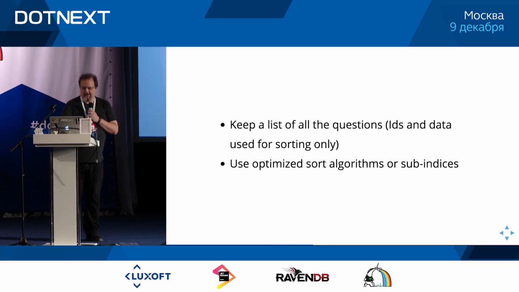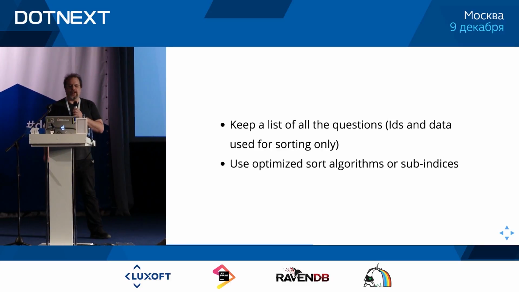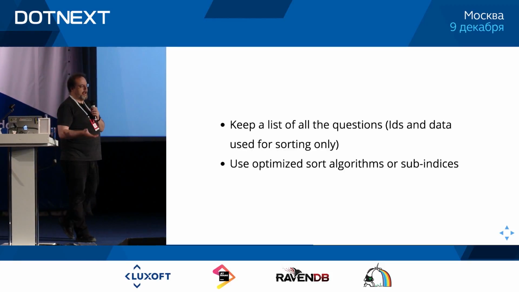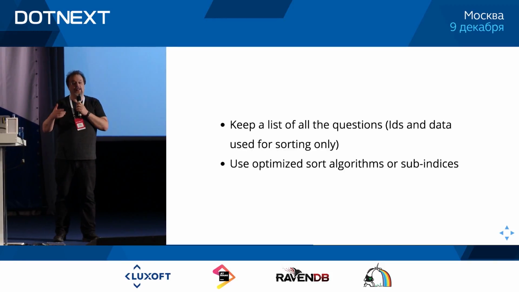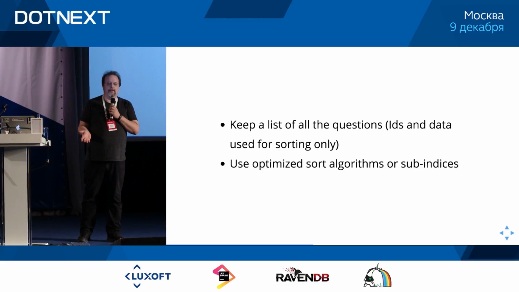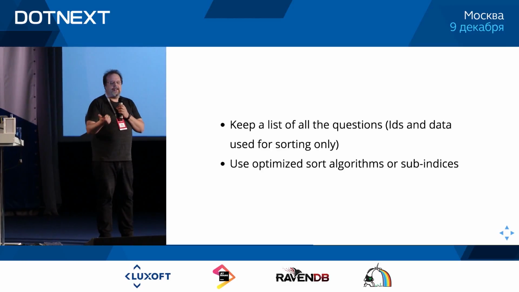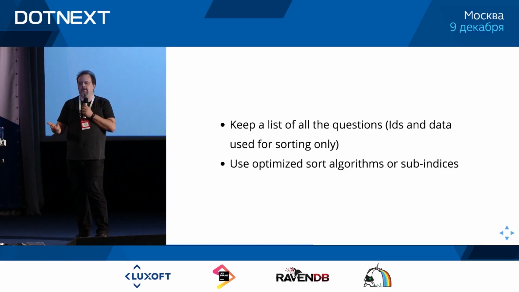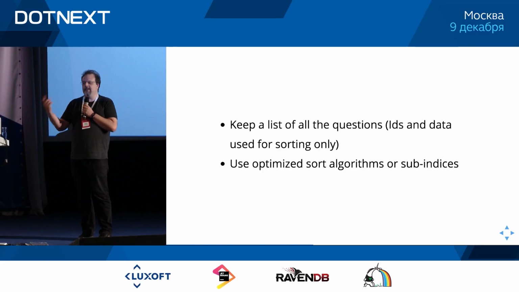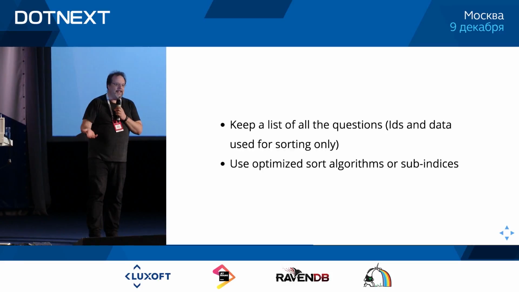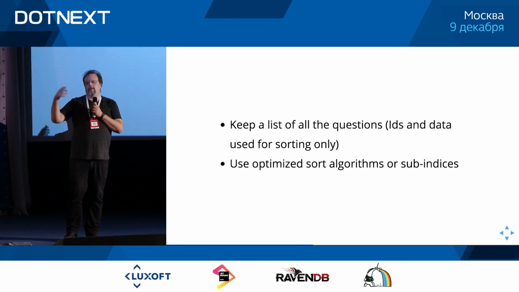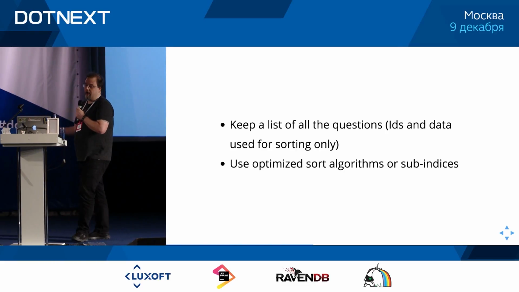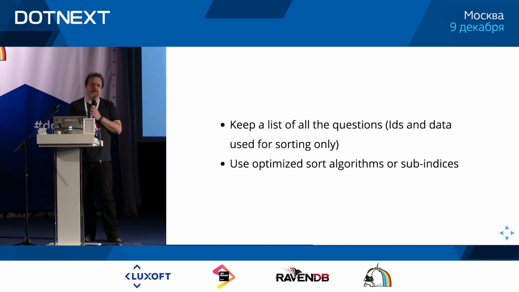Yeah, so this is the idea. Keep a list of all the questions. We want to limit the amount of data because, again, with 12 million questions, you don't want to keep them all in memory. So we just keep the IDs and the data which we use to sort on. For example, if we sort by date, we need the date. If we sort by last activity date, we need to include that. If we sort by score, we need the score and so on.